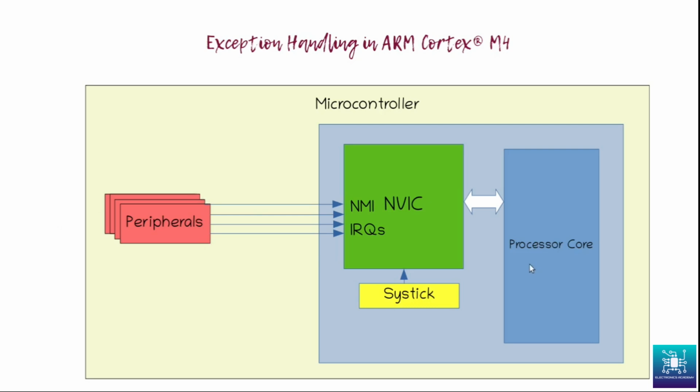Now, there are some system interrupts also coming from the processor core to the NVIC, which is not shown here. So the NVIC will actually have a non-maskable interrupt. We'll talk about that later. It will have interrupt requests. It will have some system interrupts like hard fault and so on. And of course the SysTick. So all of them come into the NVIC, and the NVIC is actually responsible for handling, scheduling the interrupts.